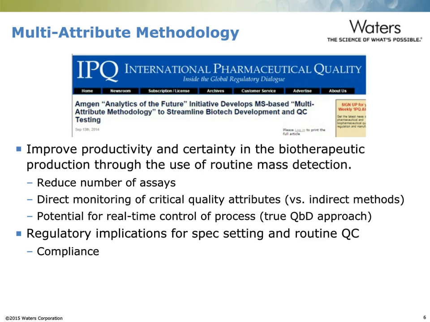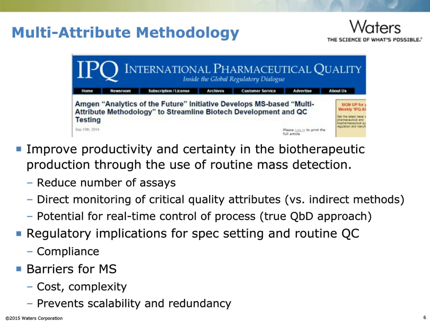In addition, in terms of specification setting and routine QC analysis, that offers the ability to have increased compliance in monitoring each of those assays and looking specifically at particular critical quality attributes. And what we're seeing, and as we'll discuss throughout the presentation, is that in the past there have been some barriers to implementing mass spectrometry for this, largely in the cost and the complexity of the instrument. And some of that can lead into the prevention of scalability of that platform across the organization. It could lead to some issues in terms of redundancy.